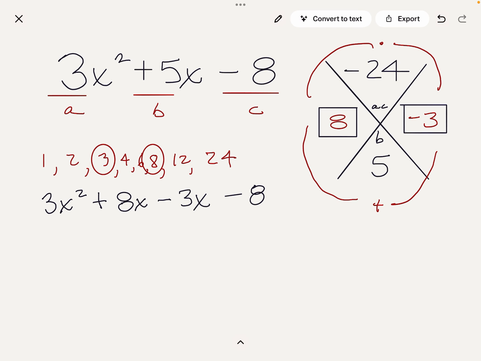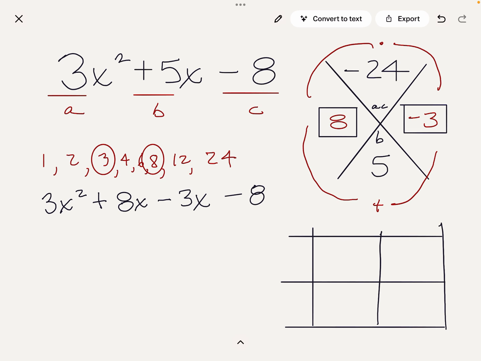3x squared, what we're going to do is we're going to kind of explode this middle term. So we're going to say 8x minus 3x minus 8. And the reason that I do that is because now we can set up an area model for multiplication. And you'll see in a minute we're going to use that and we're going to figure out the GCF, and that's going to give us the answer. That's going to give us the two linear factors for this quadratic expression.